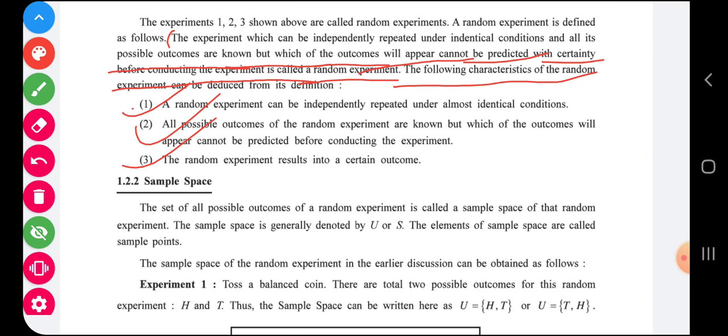Now if a random experiment is known, then on the basis of that we can discuss the further part of probability. In the next lecture we will discuss what a sample space is, and the next part we will discuss in the following video.